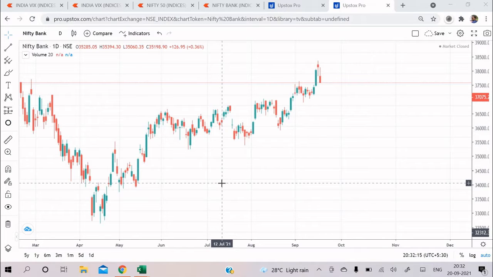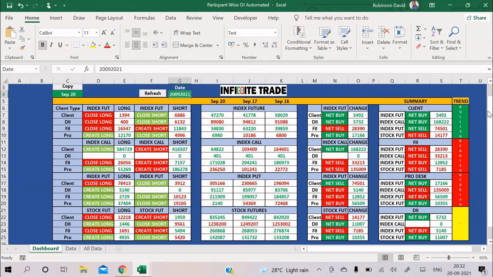Firstly, we will check the participant wise OI. So I have it here. This is a sheet which I've already made and I directly get the summary here. So let's look at the FIIs and the pro desk positions. FIIs are completely bearish. They have future short, call short and put buy. And if we look at the pros' positions, pros are also bearish, but they have also bought futures, which means they are expecting a small up move also.